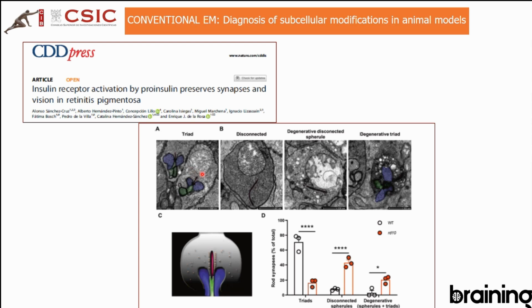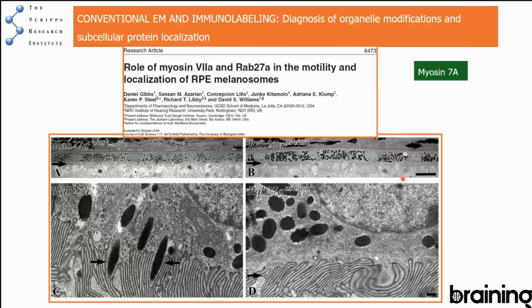We found some defects in the synaptic terminals of photoreceptor cells in this animal, and you can quantify not only the synaptic terminal, but also which kind of defects you can find at the EM level. And then you can combine conventional EM and immunolabeling. In this animal, there was a mutation in a protein, which is a myosin, in the retina of these animals, in the RPE cells. And when this protein was not working properly, as you see, the melanosomes were not entering the area they should be going. So there were defects in the movement of the melanosomes.